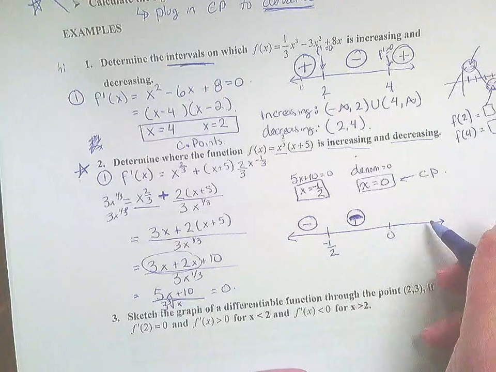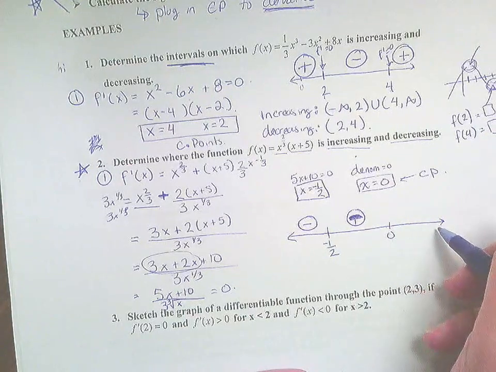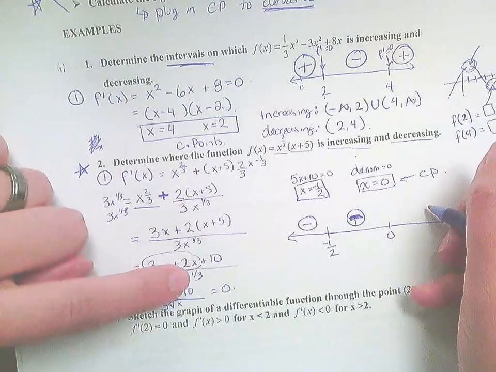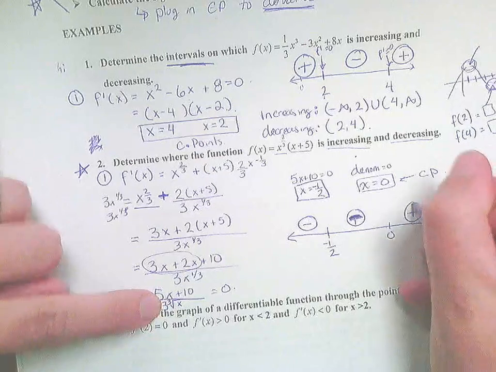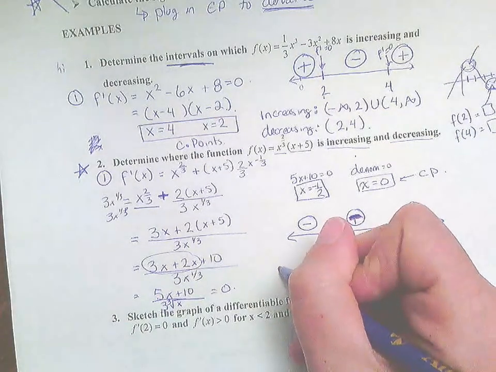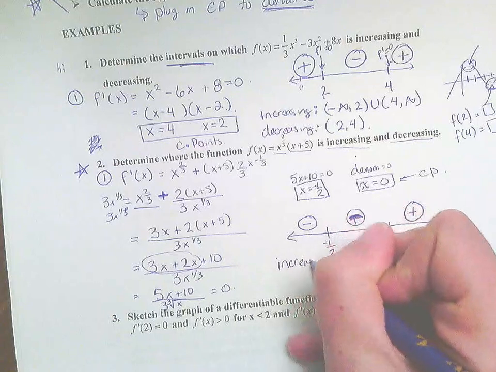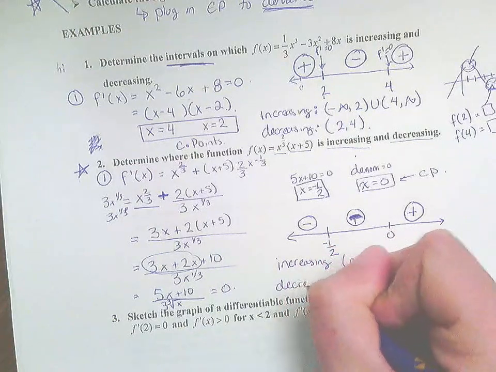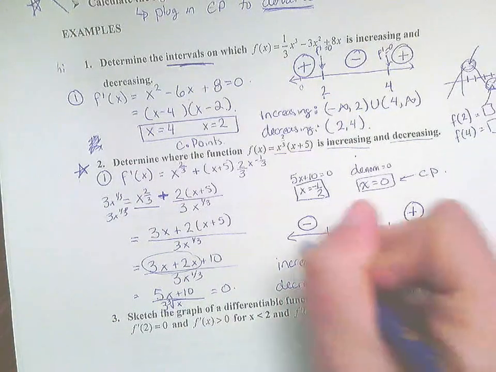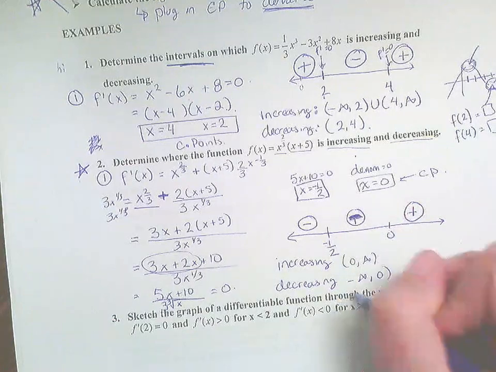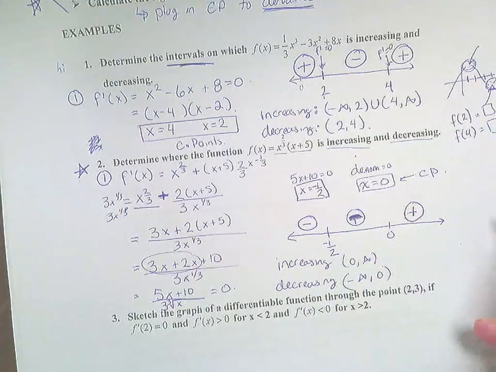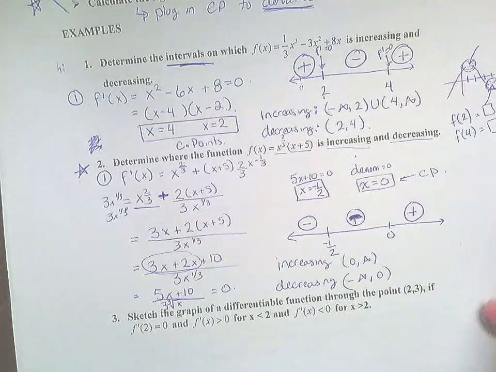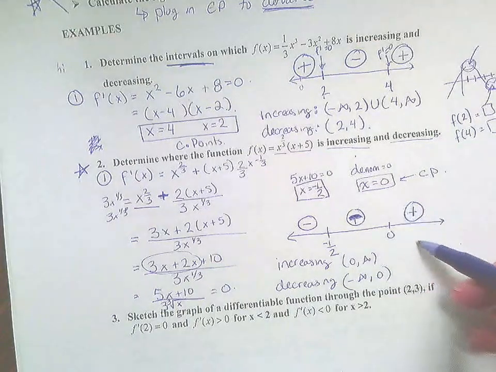And then if you plug in a number over here after 0, you end up with a positive. So if I plug in 3, 5 times 3 is 15 plus 10, that's going to be positive over a positive, and that's going to be positive. So now my increasing interval is from 0 to infinity, and my decreasing interval is from negative infinity all the way to 0. Okay, and then you can graph this function to double check yourself.